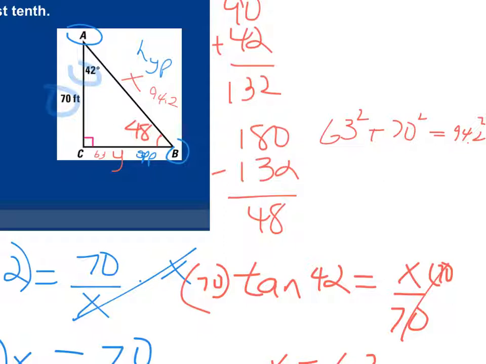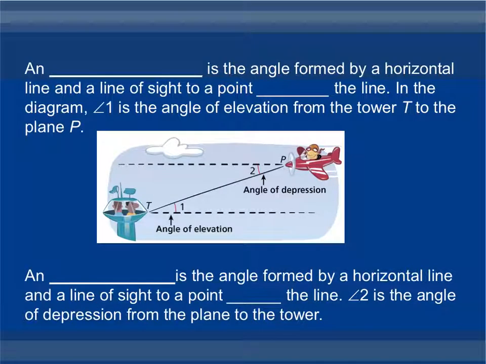Make sense? All right, so your homework is 7-7, practice B. You have to turn it in. Show me all the ratios. If it doesn't have a picture, draw one. Okay? Now, also, one more.